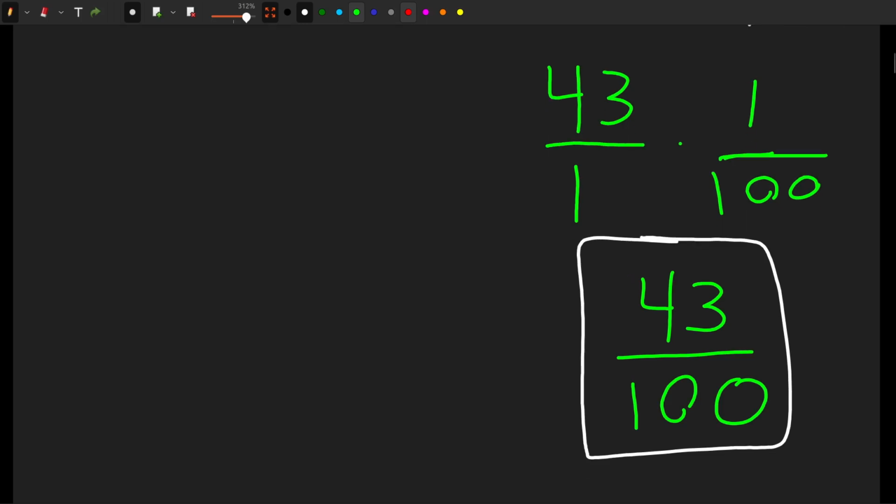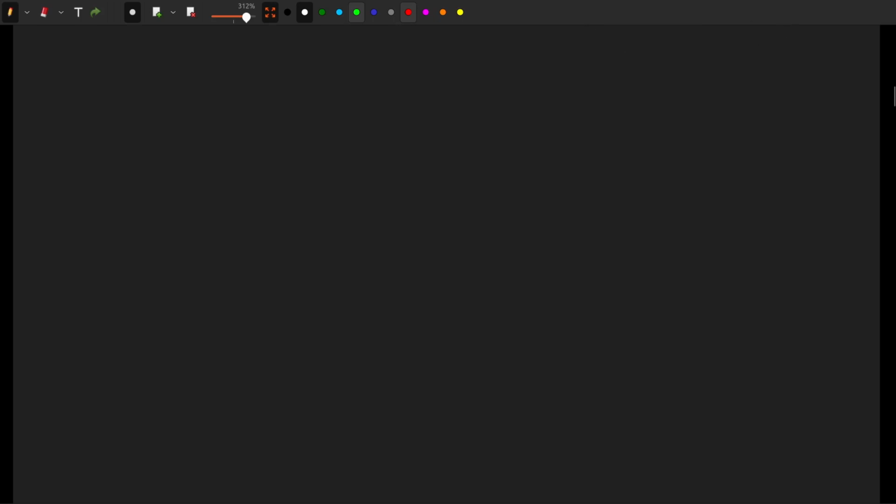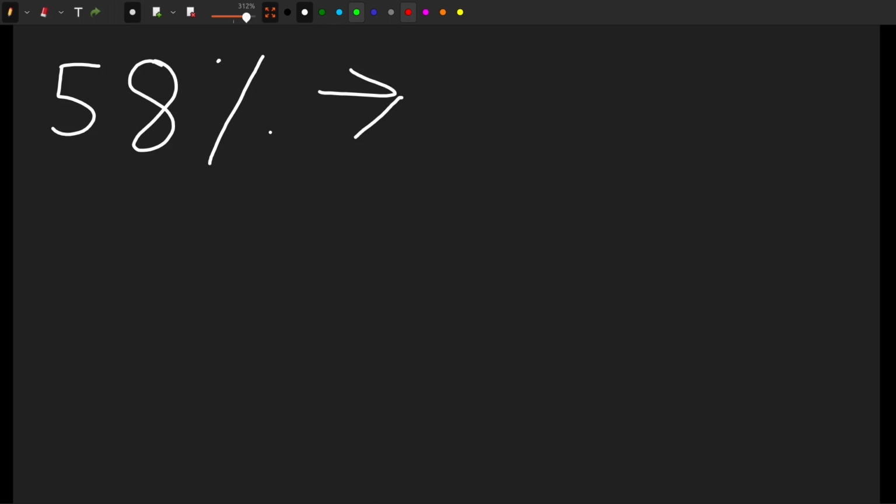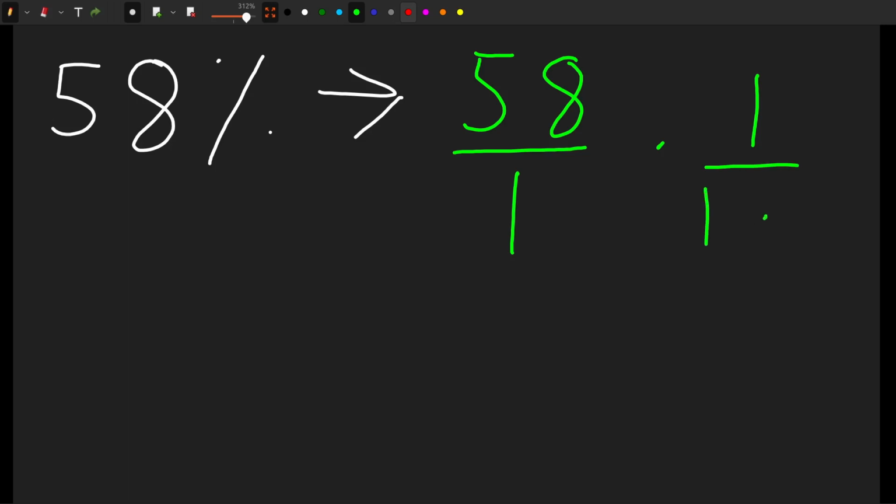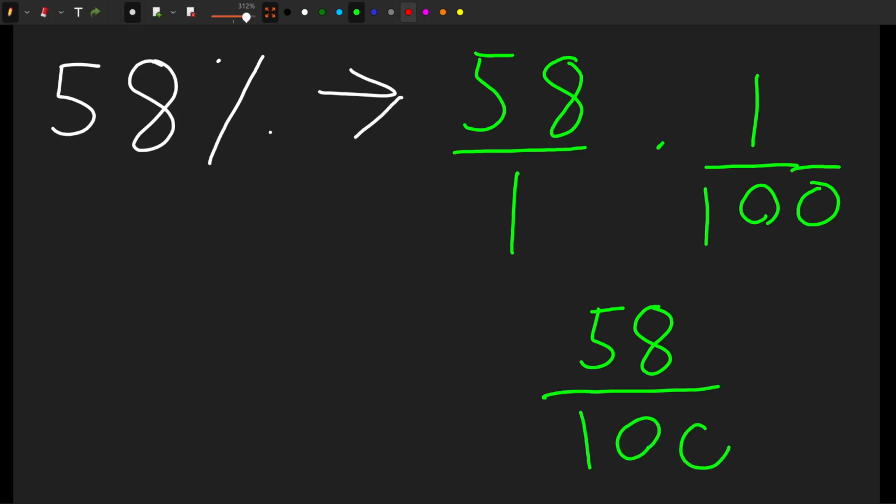So in our next example, let's do one more. I'm going to go down to the new page, we're going to have 58%. And I want to convert this to a fraction. I'm going to take 58, put it over 1 anyways, and multiply this also by 1 over 100. And so 58 times 1 is 58. 1 times 100 is 100. And now I can simplify.